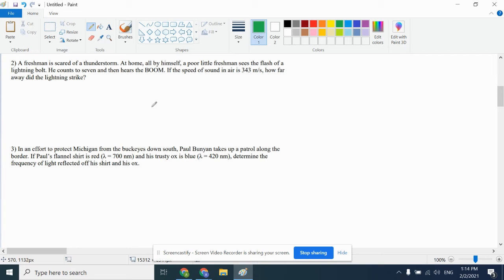Let's take a look at the second one. A freshman is scared of a thunderstorm because they're freshmen. At home all by himself, the poor little freshman sees a flash of lightning, counts to 7, hears the boom of thunder. How far away is the lightning strike? So that's the speed. And then we see 7 seconds, that's time. Velocity is distance over time. 343 equals the distance over 7. Our freshman is about a mile and a half away from that lightning strike.